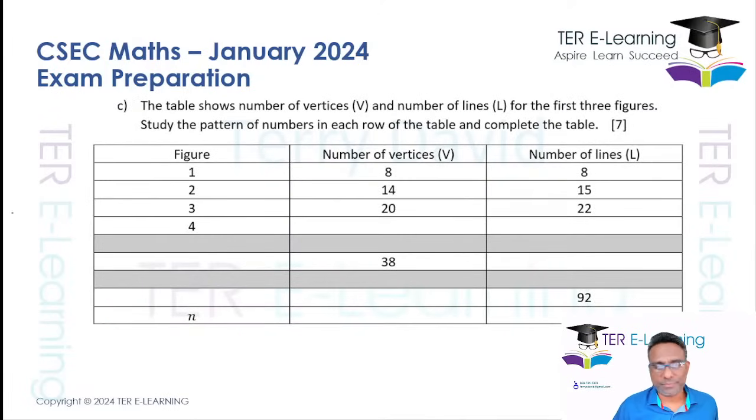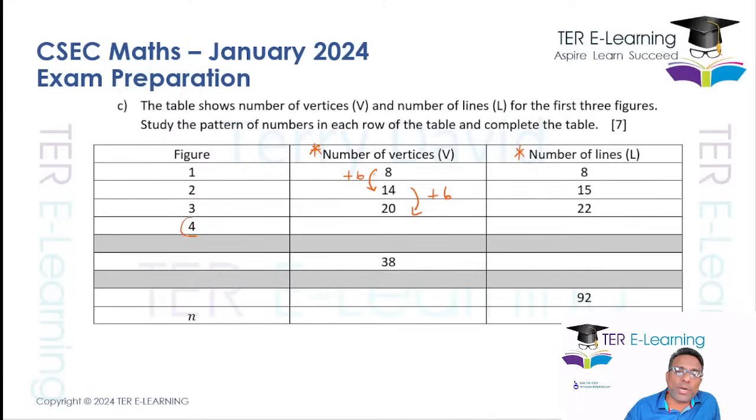Now, I recently did this with my Form 5 class. I showed them how to handle a question like this. So you have a table here, and we have figure, number of vertices, and number of lines. We want to complete this table here. Now, you have to try to see if there's a pattern here. When we go from 8 to 14, you're adding 6. When you jump from this to this here, you notice you're adding 6 again.